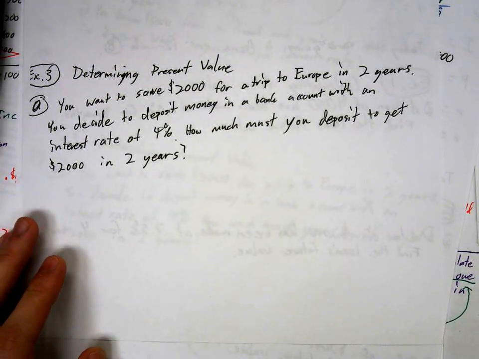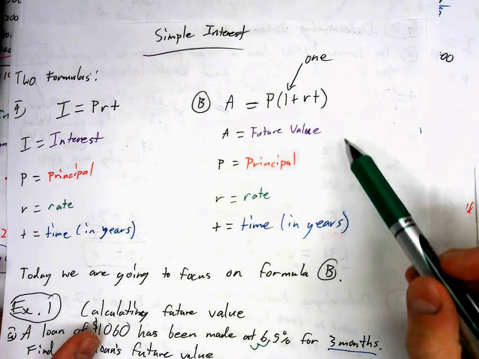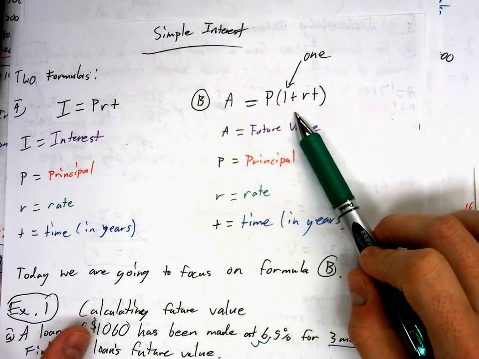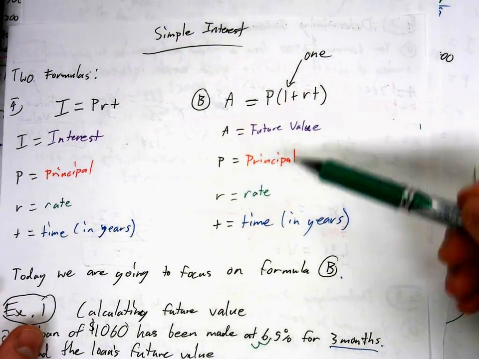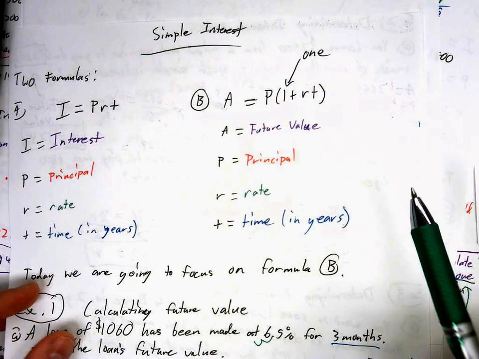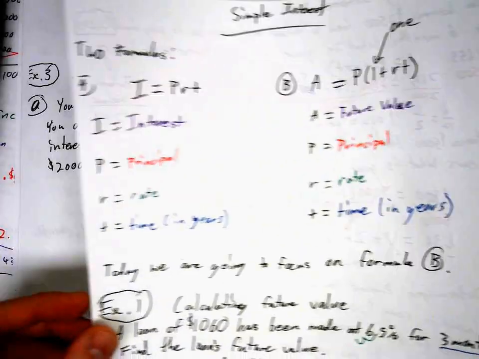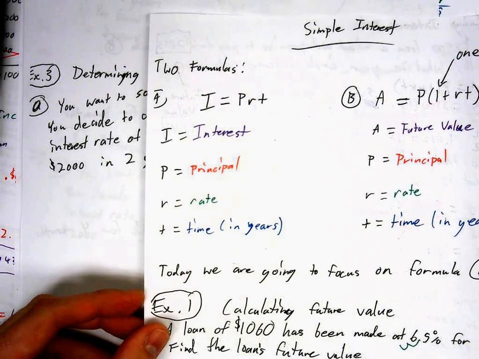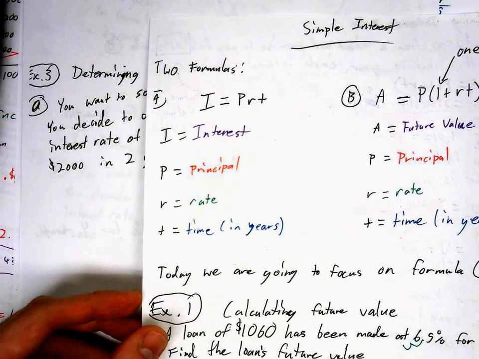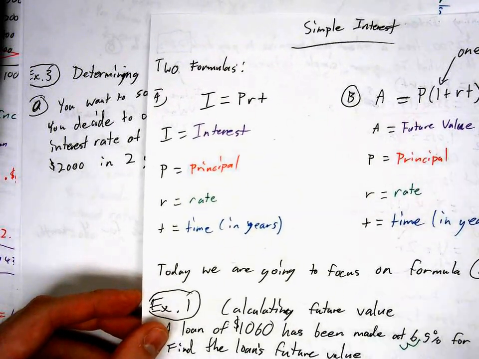So, continuing from Tuesday, on Tuesday we talked about our new formula, A equals P times 1 plus RT, and A was our future value, P was our principal, R was our rate, and T was our time. The difference from the formula we worked with Monday is that we took out the interest and replaced it instead with future value, which is the interest plus your principal, what you earned.